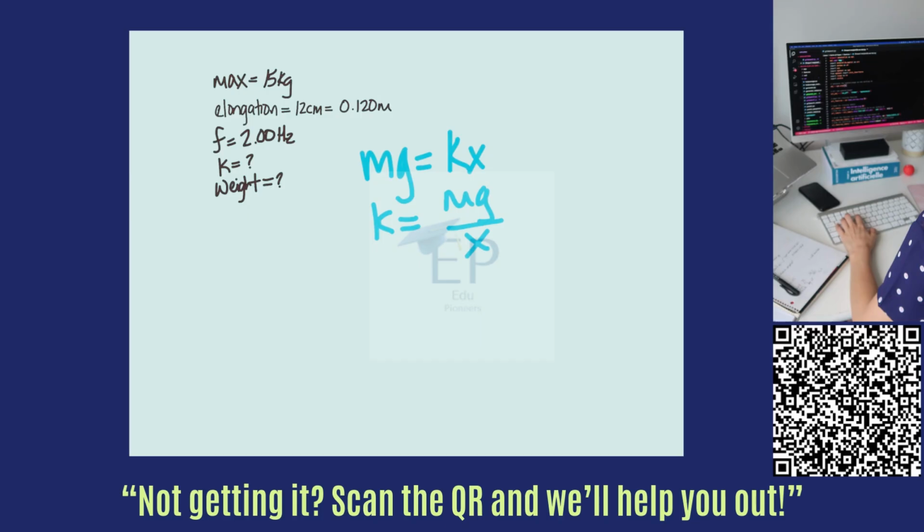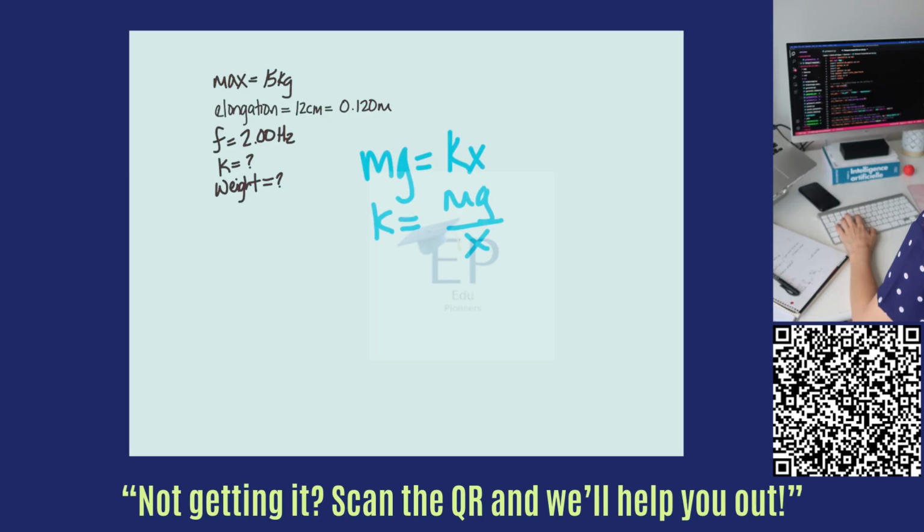And we have to make some assumptions. We're told that the spring balance reads anywhere from 0 to 15, and that it elongates to 12 centimeters. So we can take that maximum, the 15 kilograms, and that 12 centimeters to plug into this equation here to allow us to figure out what our spring constant is.